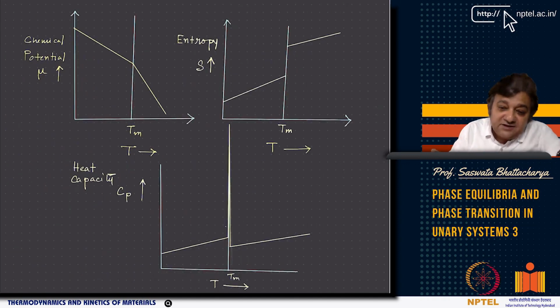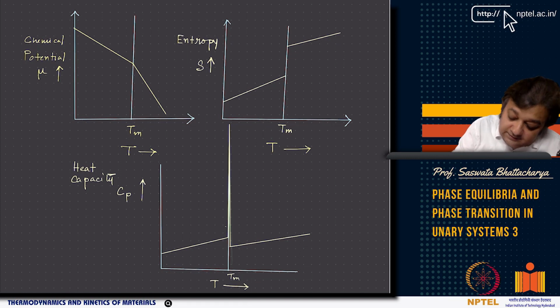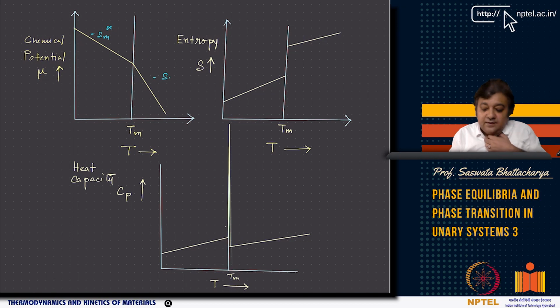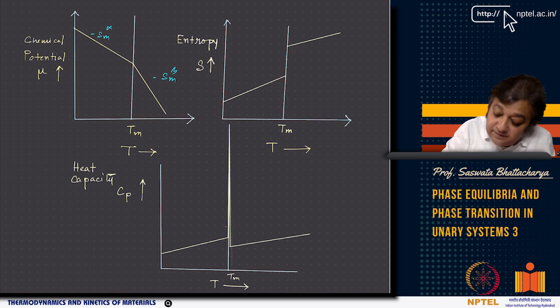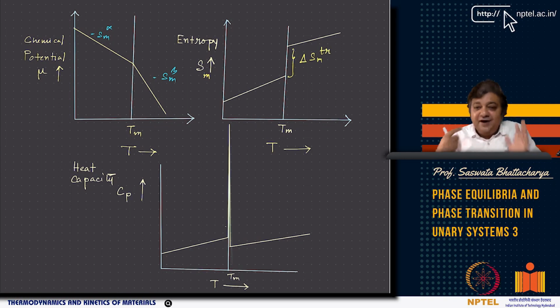However, if you look at the chemical potential or the free energy itself, the only thing that you see is that it varies as a function of temperature this way, but the slopes correspond to, say, minus Sm alpha, and the slope here corresponds to minus Sm beta, right? And again, if you look at the molar entropy Sm, then again you have this discontinuity, right? This is the entropy of transformation.